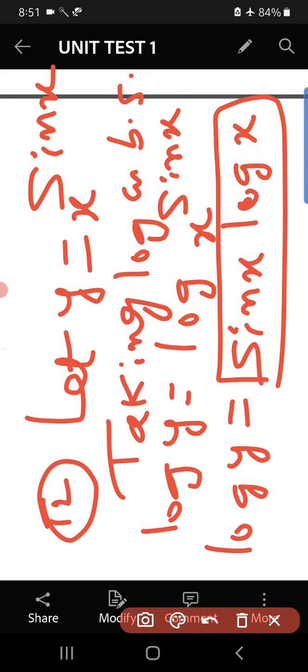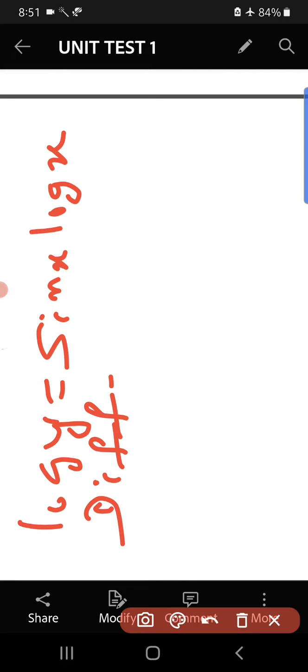So here I got two functions. So differentiate both sides with respect to x. Okay, log y is equal to sin x log x. Let me write log y is equal to sin x log x. Now at this step I can differentiate with respect to x.